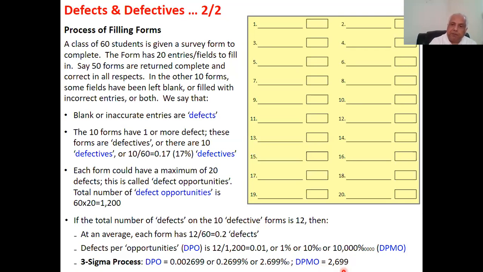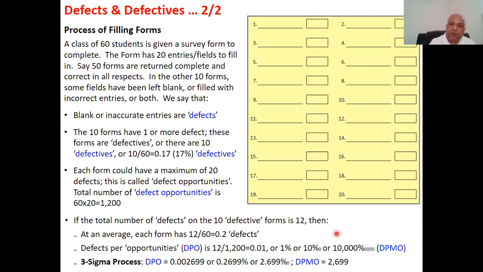What does this mean? It means if you are carrying out any process and there is a potential of making 1 million mistakes, or a chance of a maximum of 1 million defects, and your process has actually yielded 2,699 defects, then your process is a Three Sigma process.